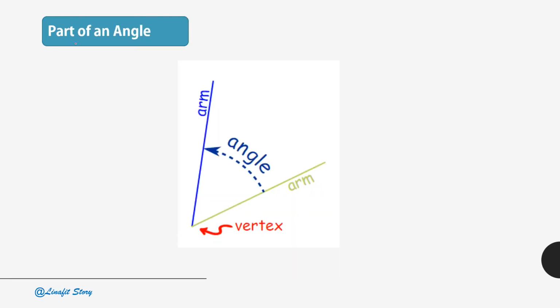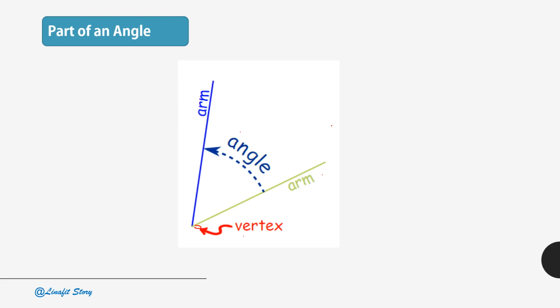Parts of an angle. An angle consists of three parts. There's the vertex, this is the arm, and then over here this is the angle. The corner point of an angle is called the vertex, while the two straight sides are called arms. Then the angle is the amount of turn between each arm.